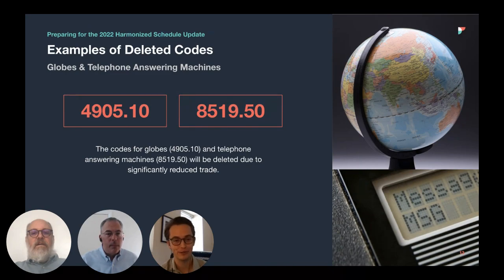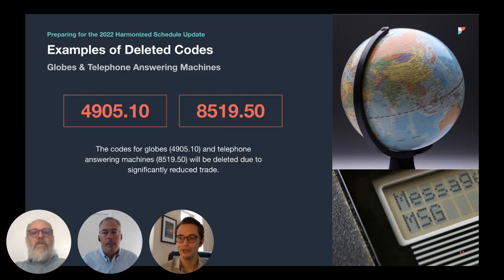Likewise, telephone answering machines. I still remember when it was a big deal that we got one at our house. We didn't have to just dash to the telephone anymore. But unfortunately, times are changing, and telephone answering machines are no longer necessary in trade. There's just not quite enough volume to justify specific 6-digit provisions for a telephone answering machine.